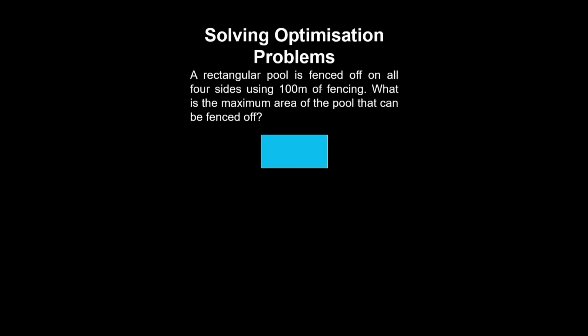Let's look at how to solve optimization problems, which are presented as worded problems. A rectangular pool is fenced off on all four sides using 100 meters of fencing. If we label this dimension as x and this dimension as y, then the perimeter of fencing is written as follows. And we've simplified this problem, so we're not considering the offset of the fencing from the pool.